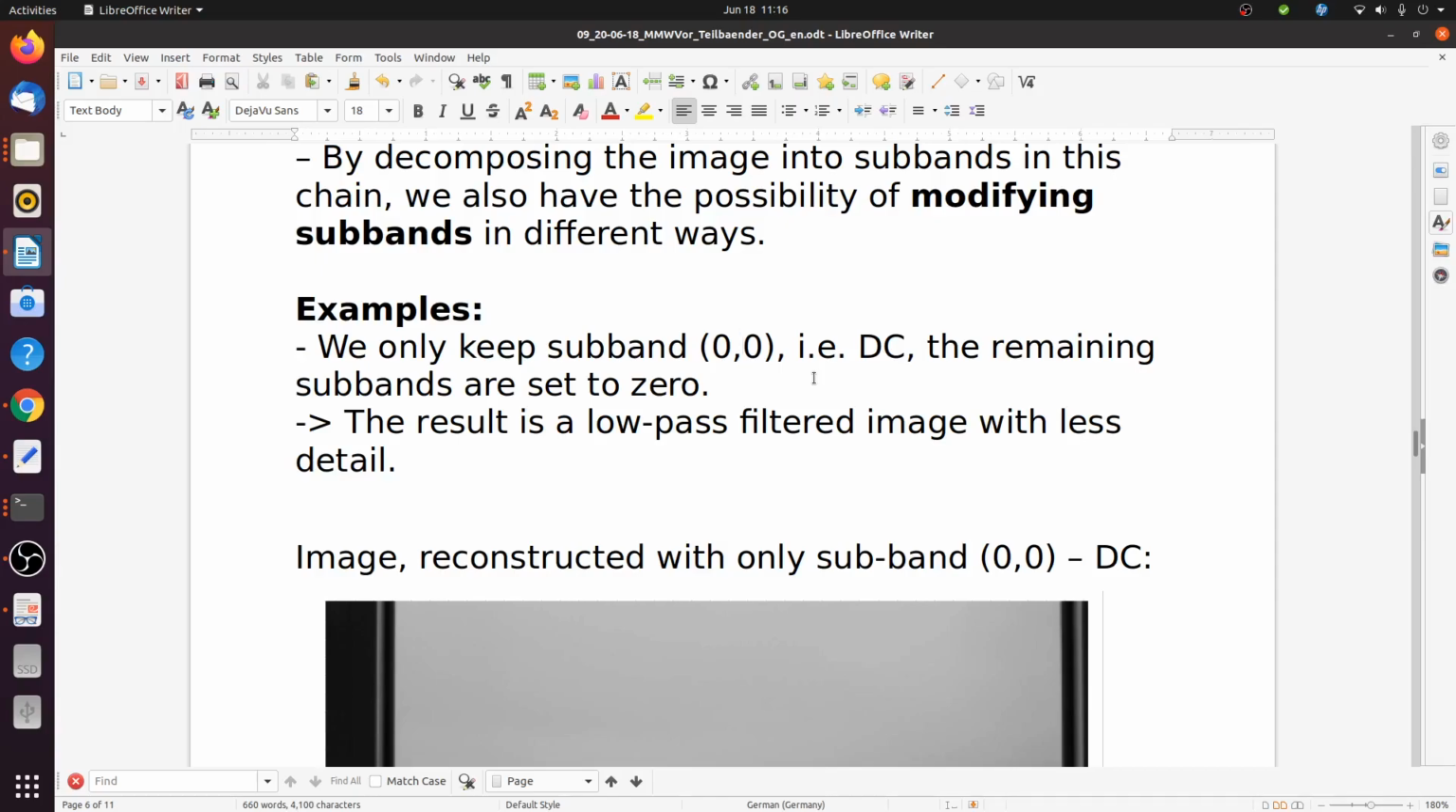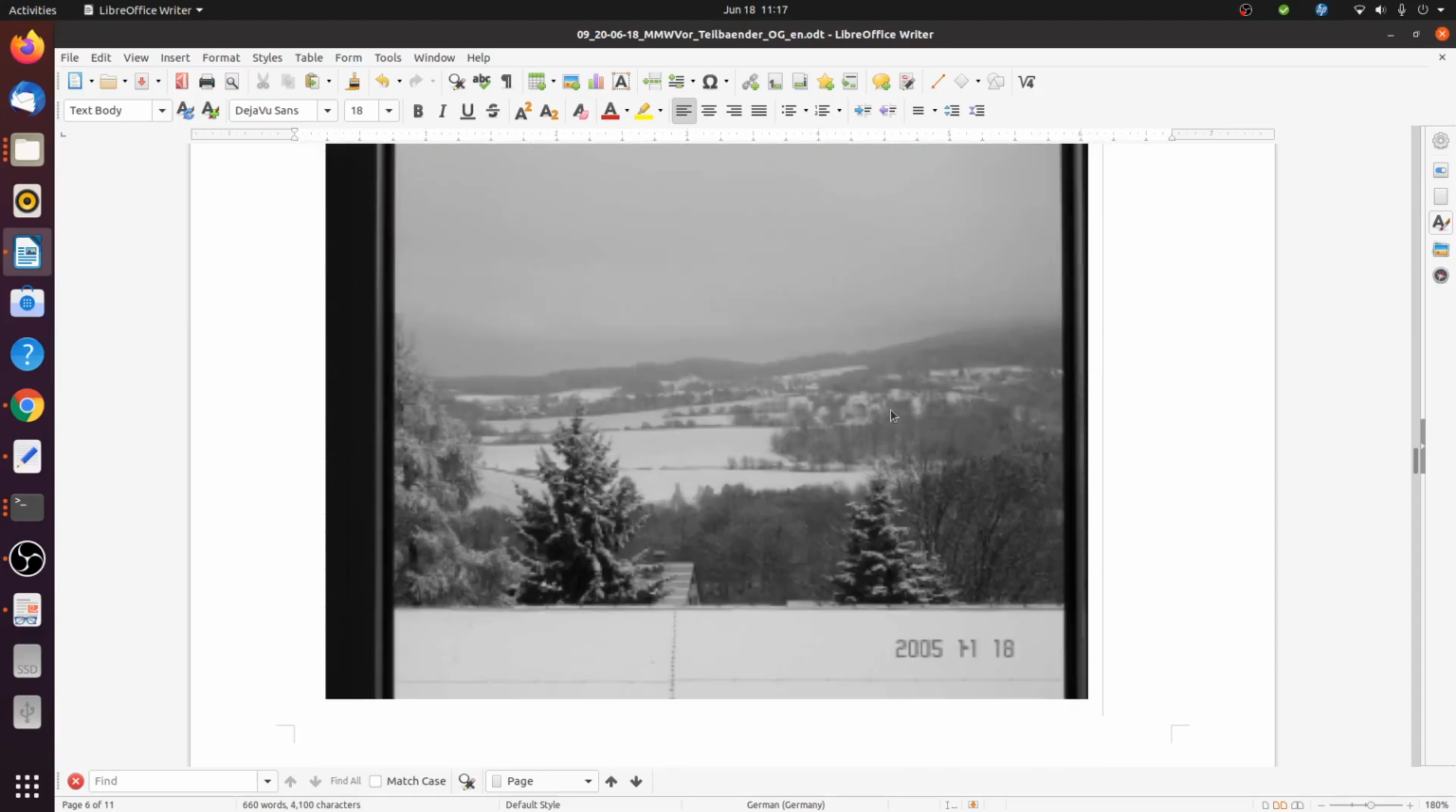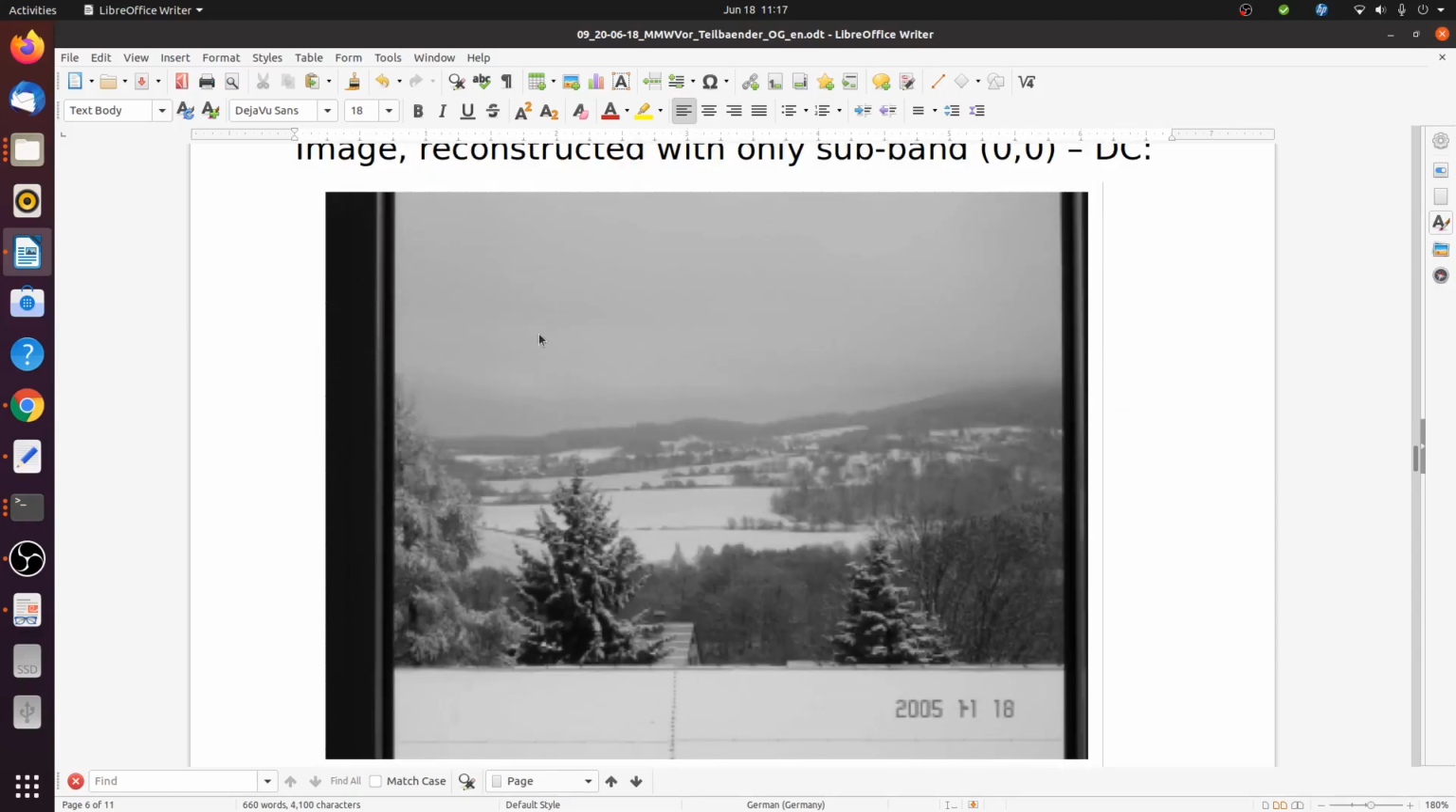And the result for the reconstructed image is then that it looks low pass filtered with less detail, right? Because DC, remember, just contains the average brightness over each block, and all the details are contained in the higher subbands. And if we just remove those higher subbands, then all that's left is the average brightness over each block. And this is how the resulting image then looks. So here you can see this basically looks like the small DC image, but just larger. So this has the size of the original image, but you can see it loses all the detail.